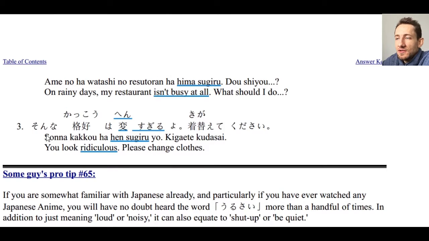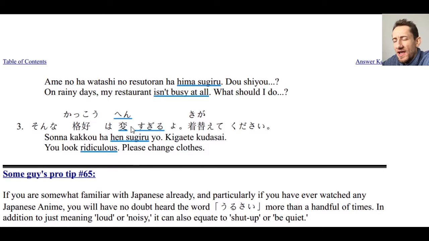And number 3, そんな格好は変すぎるよ。着替えてください。So you guys all probably know this word, かっこ. If you watch anime or whatever, you'll hear people say, oh, かっこいい. This is that かっこ. That, the way you look.